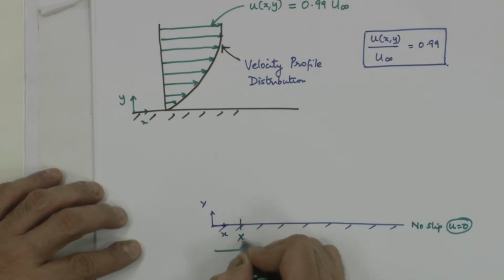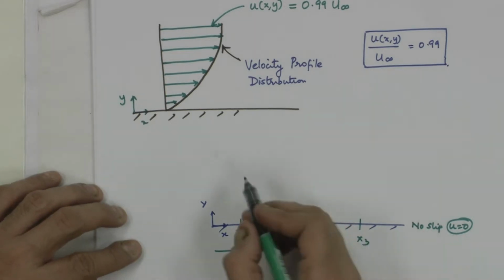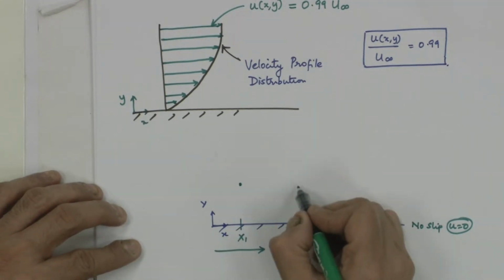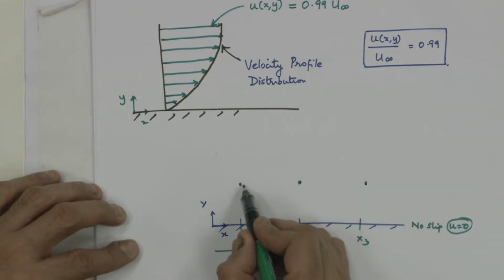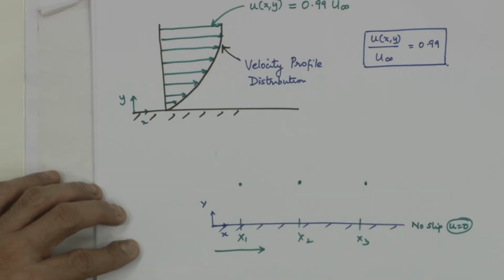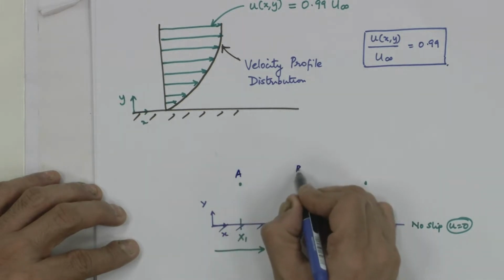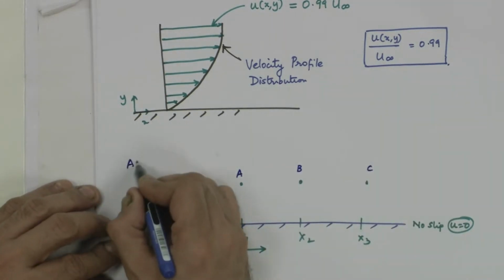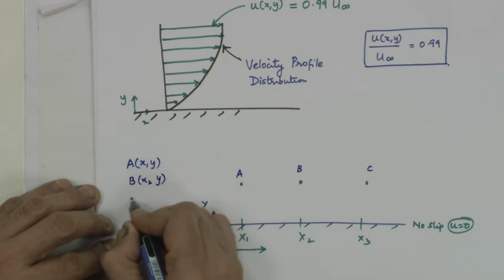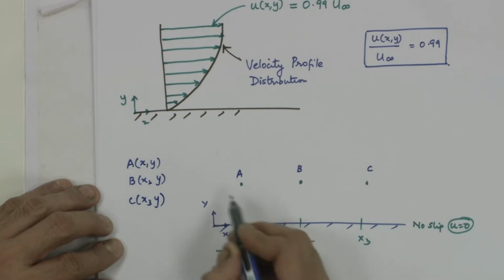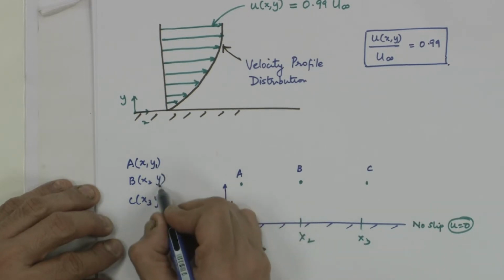At x 1, x 2, x 3, three locations I am taking. This particle of fluid here, this one here, and this one here are going to be very, very different in terms of what they see, though they are at the same y location. Let us say particles A, B and C: A is at x 1, y; B is at x 2, y; C is at x 3, y. The y coordinate is the same, let us say y 1, because we are talking of a variable.